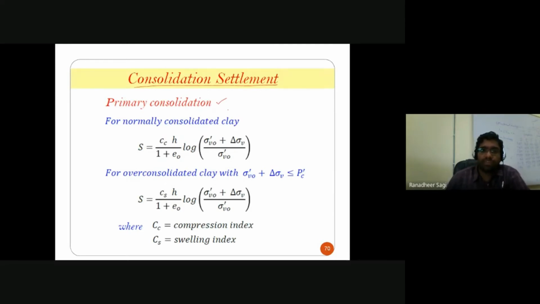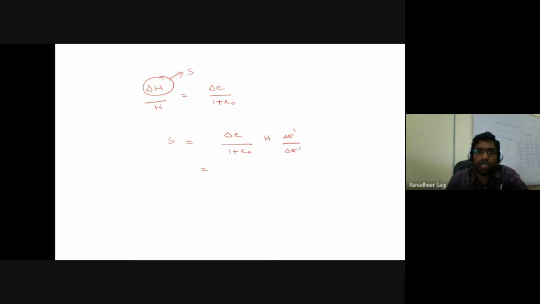In the process, to calculate the primary consolidation, from the basic fundamentals, delta H by H is equal to delta e by 1 plus e naught. Here delta H is the settlement in the soil. So settlement is equal to delta e by 1 plus e naught into H. If I multiply by delta sigma dash in the numerator and denominator, then delta e by delta sigma dash is nothing but a_v, and a_v by 1 plus e naught is nothing but m_v.